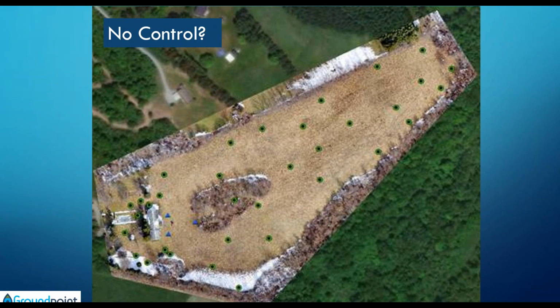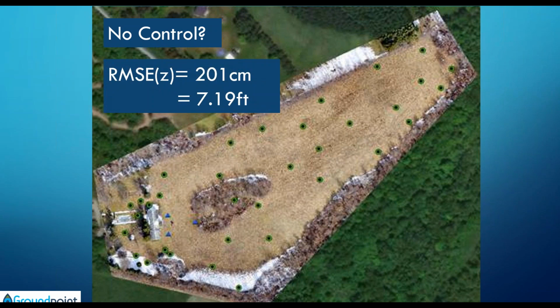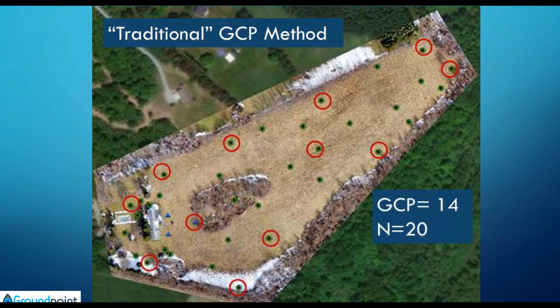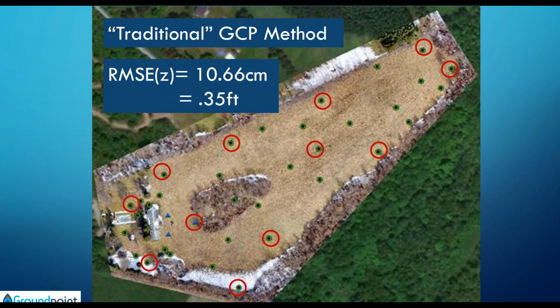So the first thing we did is just process the data without using any control, using the onboard GPS solution, just to see what that would give us. And it gave us pretty crappy data. We're off by 7 feet. So then we start adding in control, and we used 14 control points distributed around, and we played around with some different scenarios, but we used 14, saved back 20 to do our statistical check. And that got us down.